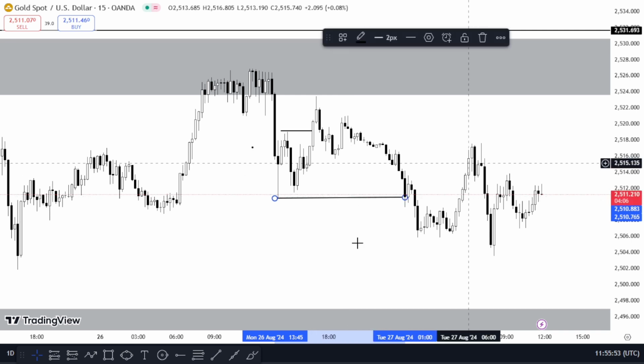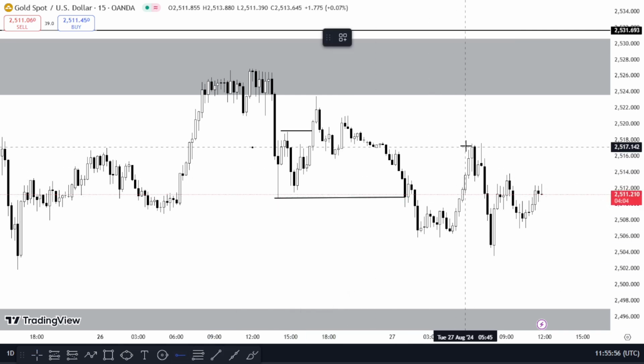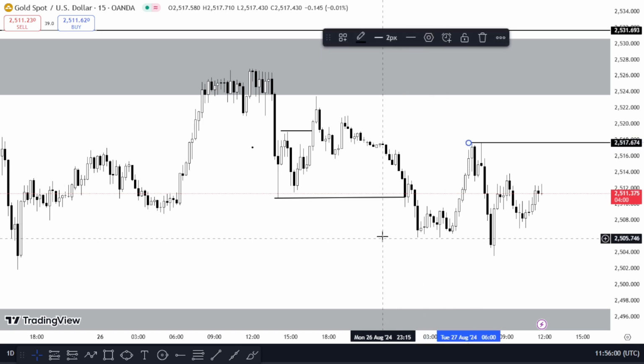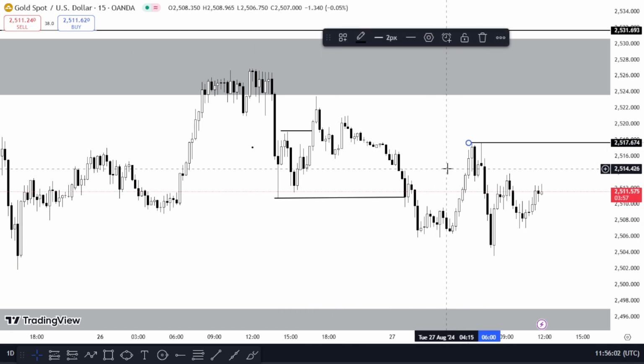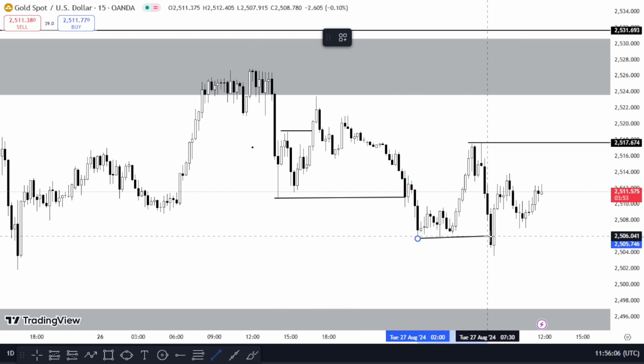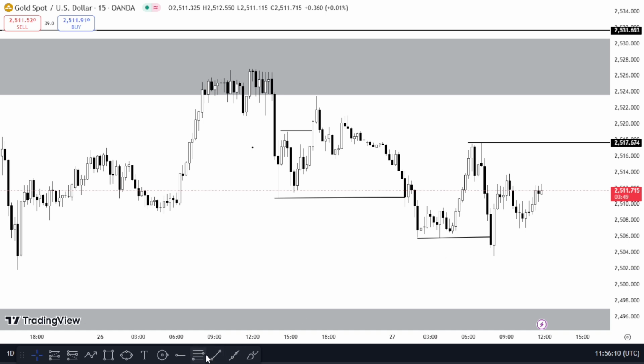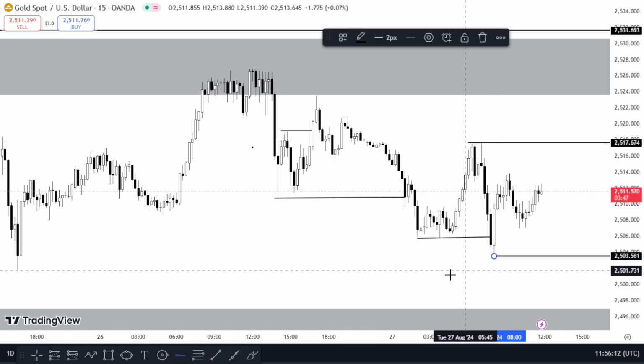We have a pullback, and you don't need to use the Fibonacci tool to actually identify that that is up to 50%. Okay, you don't need that. So we have a pullback which is up to 50%. We have our second break of structure. Okay, this is our second break of structure. We have our protected low, we have our protected high.